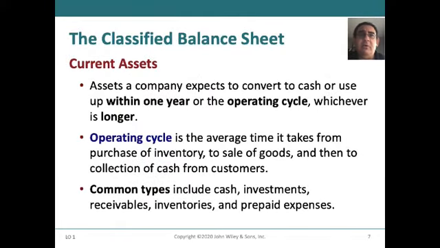Current assets are those assets that the company expects to convert into cash or use up within a year or the operating cycle, whichever is longer. And the operating cycle is the time it takes from the purchase of inventory through the sale of goods and then collection from customers. If you think about a year broken up into months, we have short operating cycles that are monthly, but we usually report an entire fiscal year just out of convenience. And the common types of assets that are considered to be current are cash, certain kinds of investments, accounts receivable, inventory, prepaid expenses, etc.